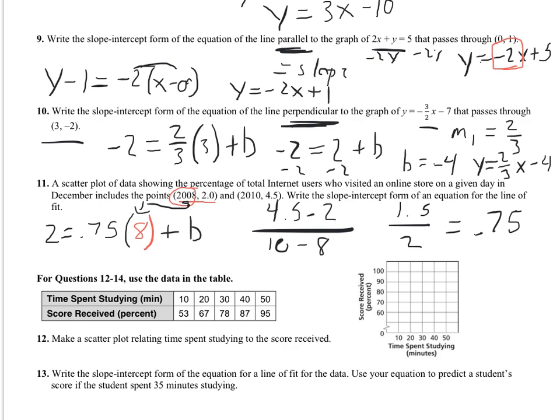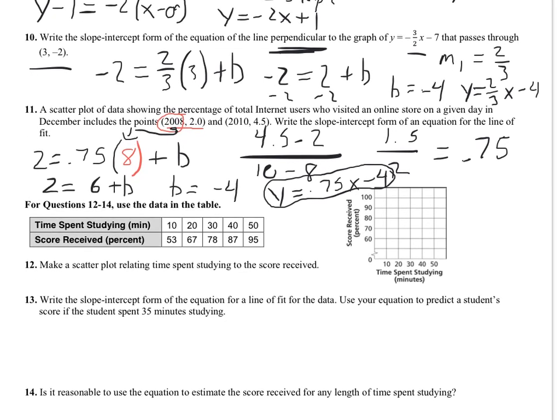0.75 times 8 should be 6. So now 2 is equal to 6 plus B. Subtract 6 over, B is equal to negative 4. All right, so Y is equal to 0.75 X minus 4. Okay, there we go.